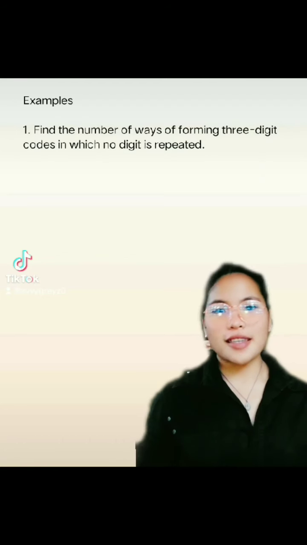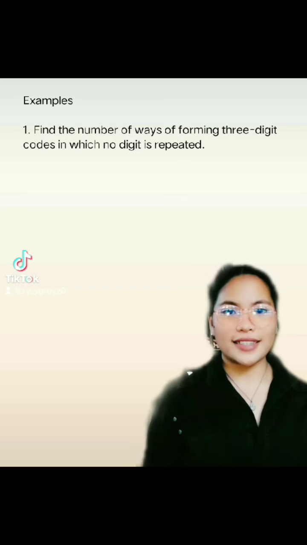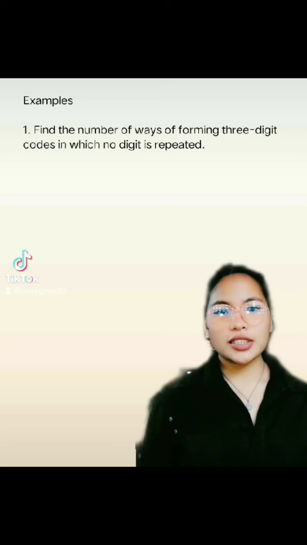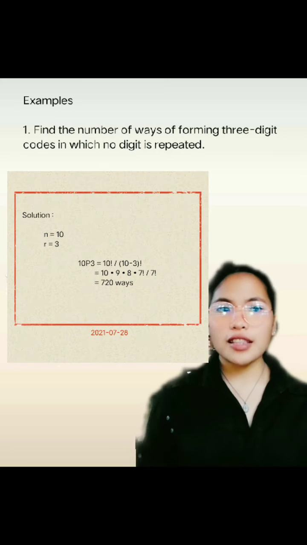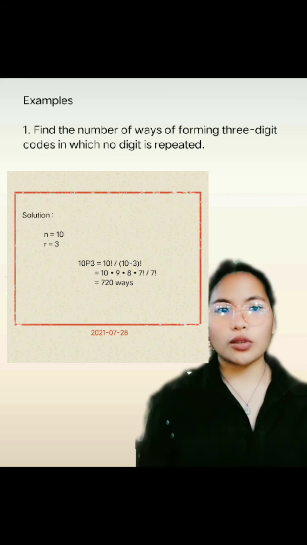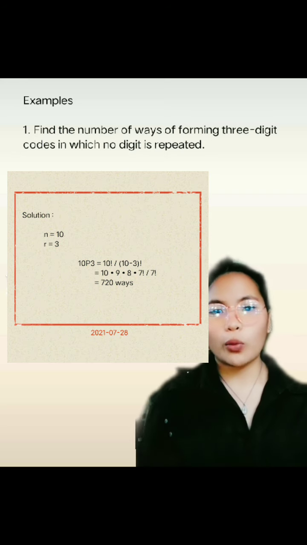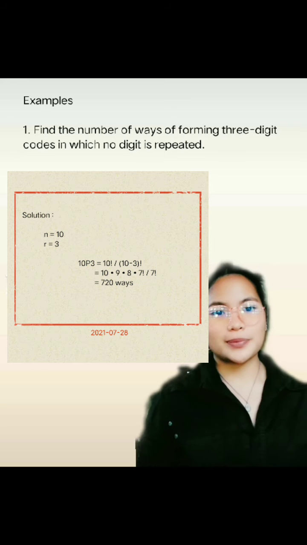Here are some examples. Find the number of ways of forming 3-digit codes in which no digit is repeated. Solution. You need to select 3 digits from a group of 10. So n is equal to 10 and r is equal to 3. So let's use the permutation formula, permutations of n objects taken r at a time.